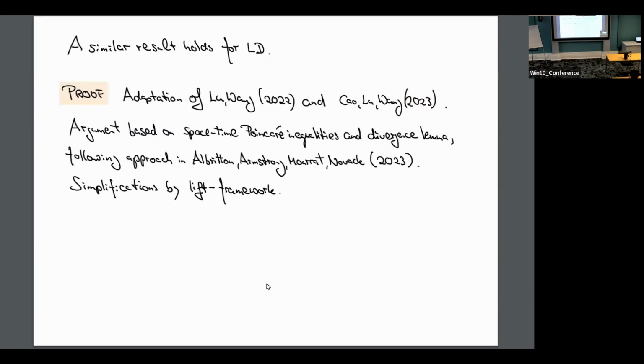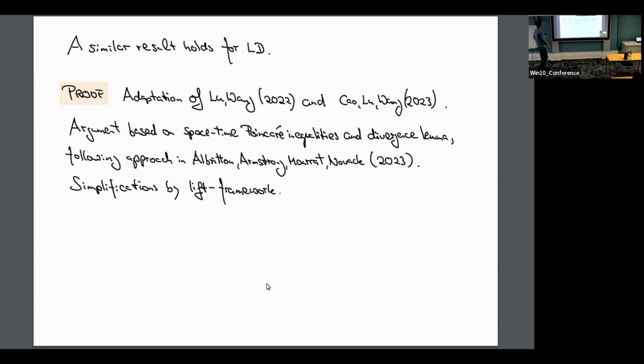Okay, then you have a similar result for Langevin dynamics, which can basically be proven the same way. And the proof is really already done to large parts by Lu and Wang and Xiaolu Wang. What we did is we redid their argument, and we could do it a bit simpler using the concept of lifts. So some points we could simplify, and we could also improve certain points a little bit, but basically in the Lu Wang and Xiaolu Wang paper, the result is already there.